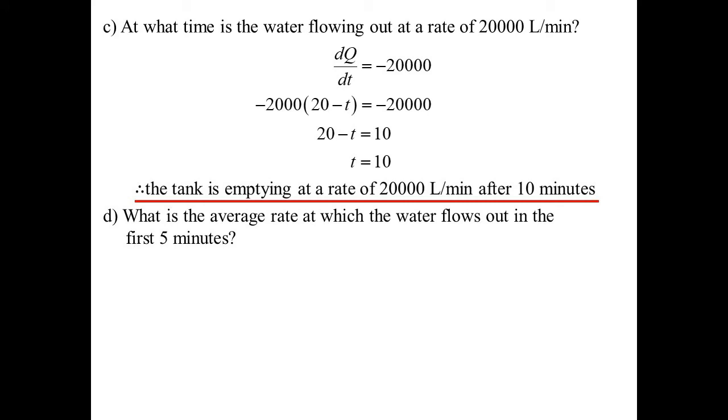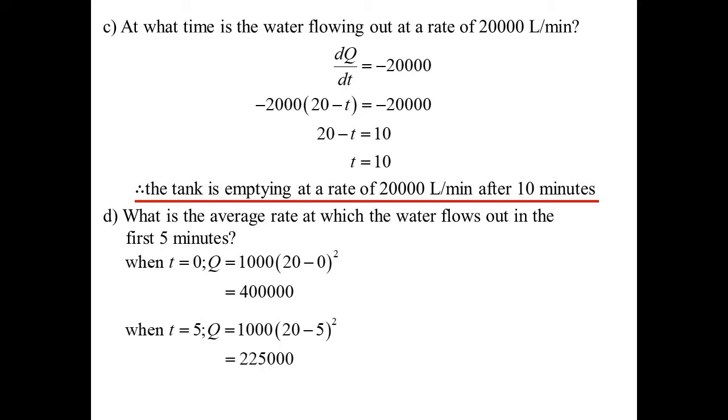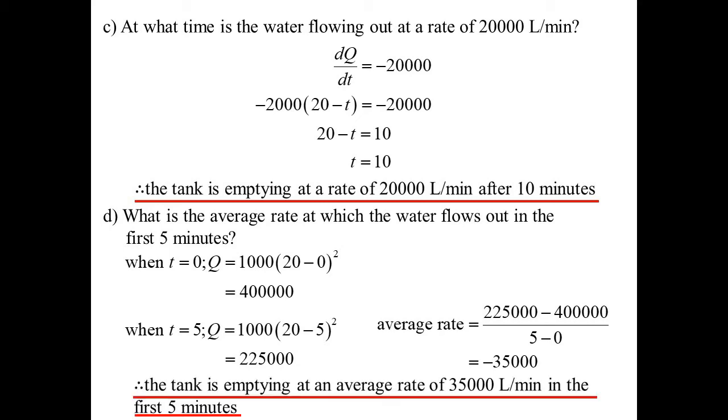What's the average rate at which the water flows out? So if for some reason they're interested in the average rate, then I need 2 points. Now, they've said the first 5 minutes. So I need to know what's happening at T equals 0, and there's 400,000 litres in there. And at t equals 5, it's now reduced down to 225,000. So the average would end up being, and that was just like a slope formula really, one minus the other, and we end up with negative 35,000, and so that would be our average rate.